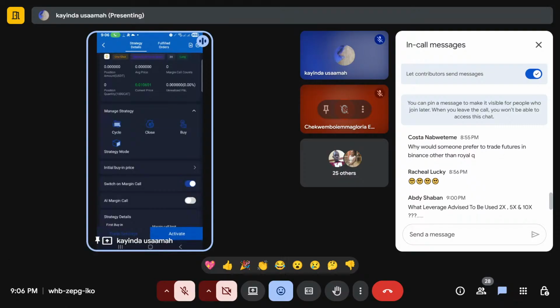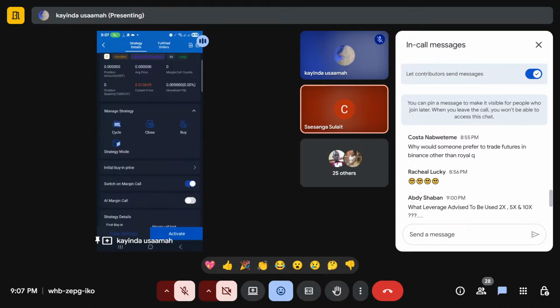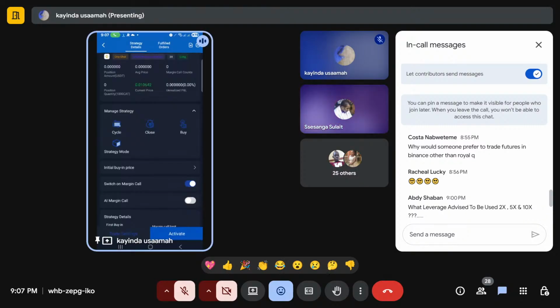Now wait a minute, Costa. She has left the meeting, but she has a question. Why would someone prefer to trade futures in Binance other than Royal Q? Because they don't know how Royal Q works. I'm telling you, for me, I know how to trade manually, but I will choose to use this robot anytime. The robotics mechanism is out of this world. You look at the double bottom strategy. How can you do the double bottom strategy manually? You get the point. But the bot is perfect in that.